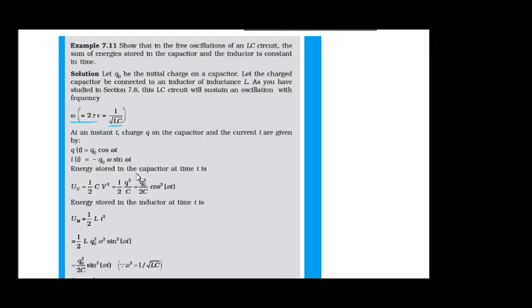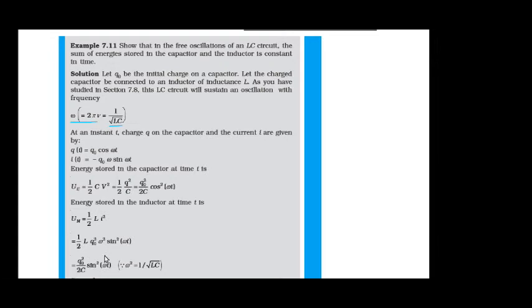So energy stored in the capacitor at time t is U_E equals half CV square, which equals half q square by C. We can put the value of q, and we get q naught square upon 2C, that is cos square omega t. So energy stored in the inductor at time t is equal to half L i square, which is half L q naught square omega square sine square omega t.